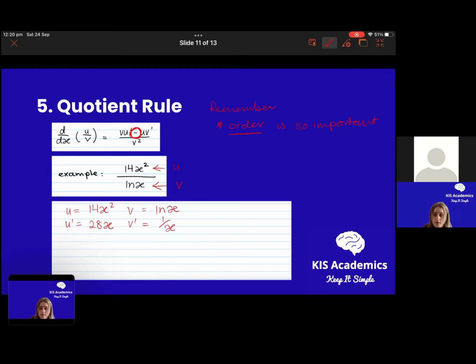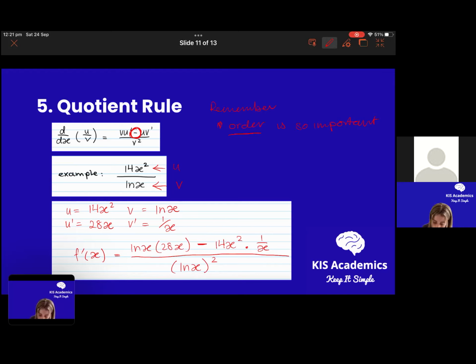Okay, great. So we now just need to plug it into our formula. Fairly straightforward, hopefully. So we're going to do v, which is ln x, times u dash, which is 28x, minus our u, which is 14x squared, times 1 over x. Okay, so that's our numerator. Then what we do is we take it there and on the bottom, we square our denominator.